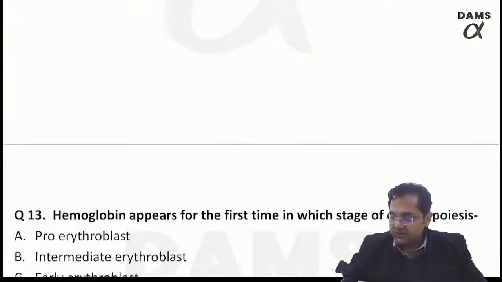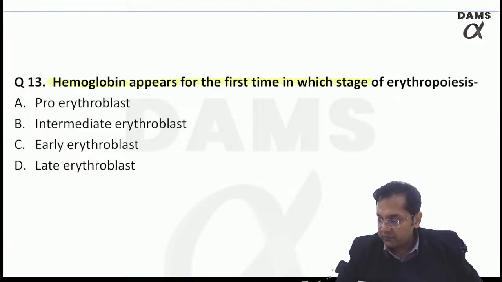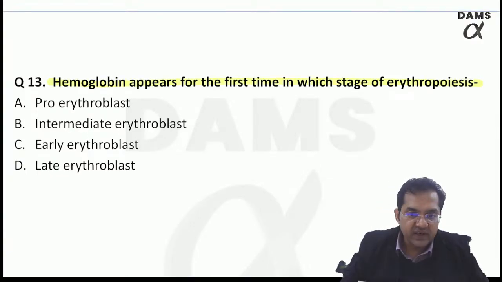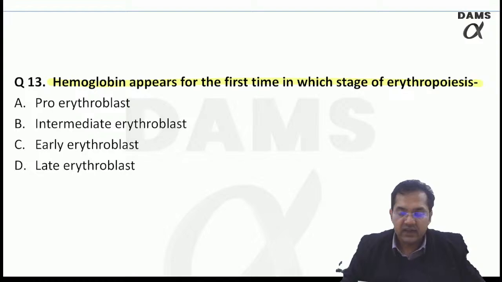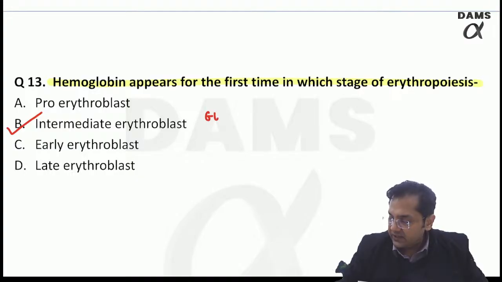Moving to question 13. Hemoglobin appears for the first time. These are all very important MCQs for first year, you can definitely be asked in your professional exams: in which stage does hemoglobin appear for the first time? There is some controversy in various books, but the best answer is always intermediate erythroblast, which is clearly given in the Guyton textbook of physiology.